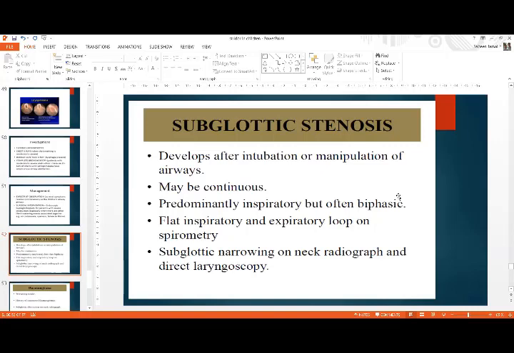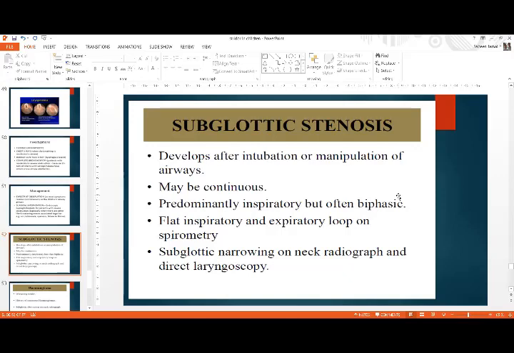Now, subglottic stenosis is a lesser important cause, but you must also know these causes. So briefly, I will describe subglottic stenosis. It usually develops after intubation or manipulation of the airway. Whenever there is a history of intubation, there can be stenosis at the subglottic level. The stridor is usually continuous, that is, there is no differentiation between the inspiratory and the expiratory phase. You will be able to hear it continuously throughout the course of respiration. It is predominantly inspiratory but often biphasic.